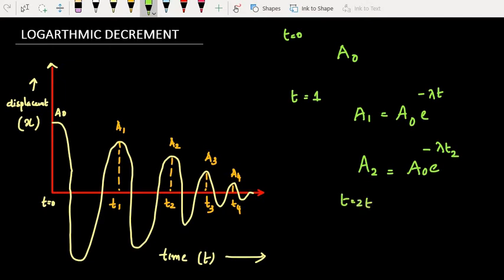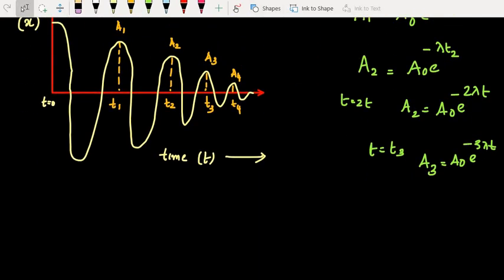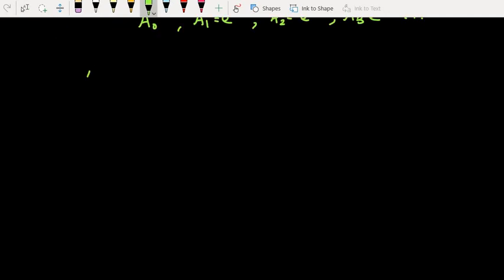I'm simply writing 2t. So a2 is equal to a0 e raised to minus 2 lambda t. Then at time t equal to t3, we will get a3 is equal to a0 e raised to minus 3 lambda t, etc. So generally we can represent the amplitude, which is constantly decreasing with respect to time, as an exponential decrease. Taking a0 by a1, what will we get?